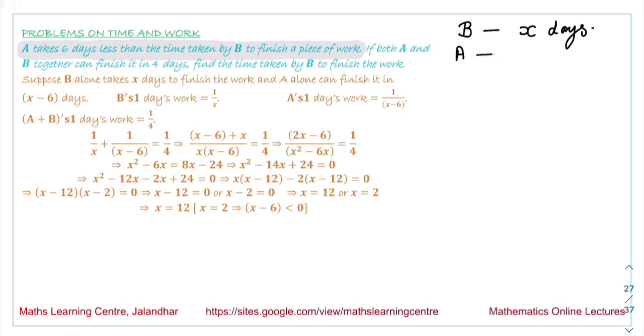Now suppose the smaller tap we are talking about can fill this tank in x hours. This is the smaller tap. If the smaller tap alone can fill this tank in x hours, then the larger tap alone can fill the tank in x minus 10 hours. It is given that the tap of larger diameter takes 10 hours less than the smaller one to fill the tank separately.